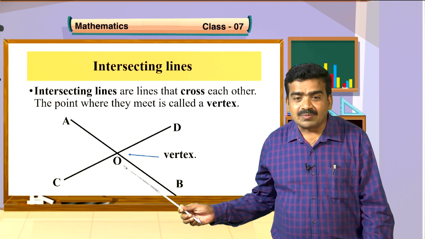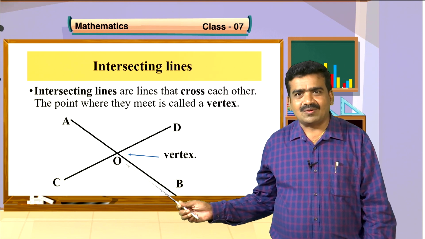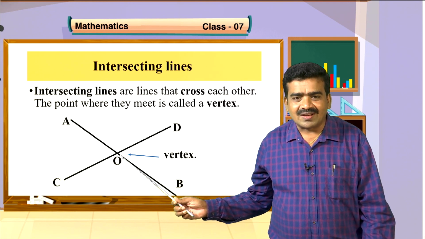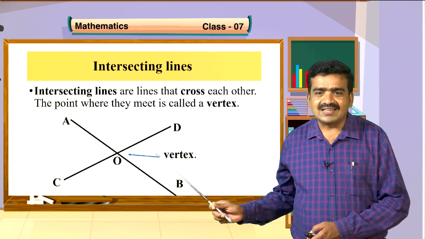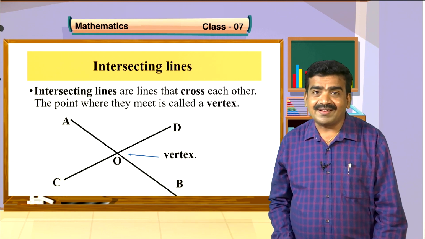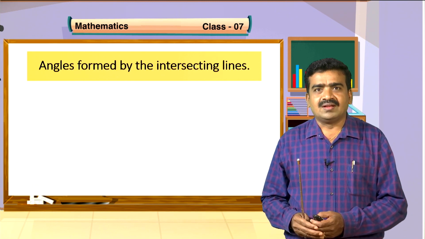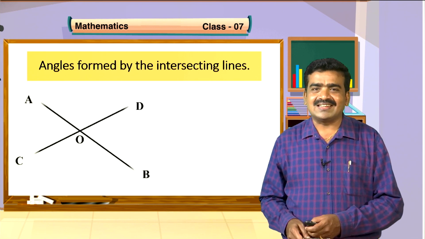That vertex is going to be represented like O, P, X, Y, etc. We are going to use a particular name for the intersecting point. That means, here in this case, there are two lines, they intersect at a common point. Now, let us identify the angle formed by the intersecting lines.